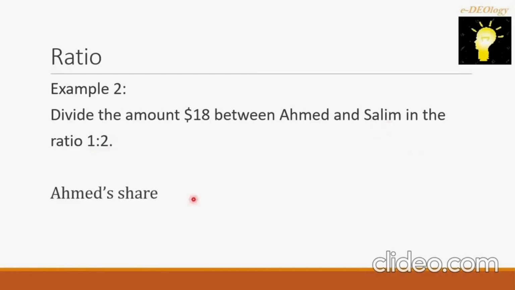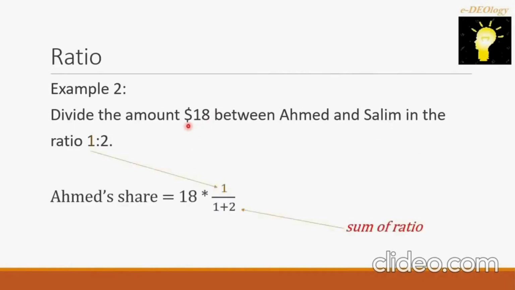Now let us compute Ahmed's share. First, we're going to copy this $18, list it here, and then multiply by a fraction. The number 1 in the ratio is placed as the numerator, and in the denominator we will get the sum of the ratio. So this is how we will solve it.